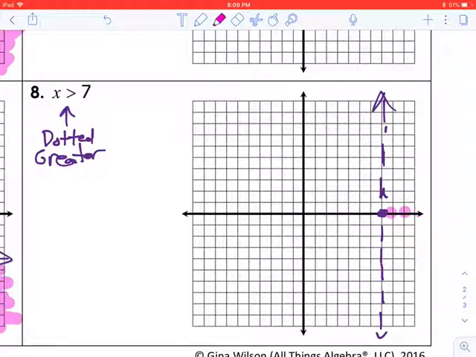So I should be shading, in this case, to the right, because you just have to think about what x values are greater than 7. Well, everything to the right is greater than 7. So this is the only time we go right or left. We would normally shade up, but since we can't say shade up, we go to the right.